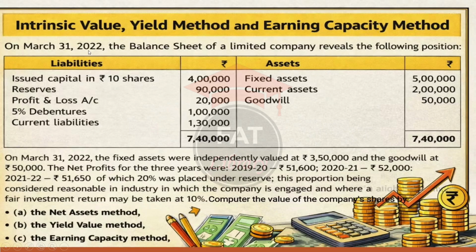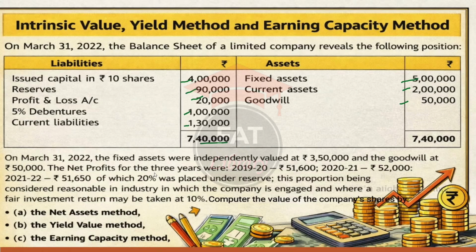On March 31st, 2022, the balance sheet of A Limited company reveals the following position. On the liabilities side, they have given issued capital in 10 rupees shares, 4 lakh rupees, reserves, profit and loss account, 6% debentures and current liabilities. On the asset side, they have given fixed assets, current assets and goodwill. In total we have 7,40,000 rupees. On March 31st, 2022, the fixed assets were independently valued at 3,50,000 rupees and the goodwill at 50,000 rupees.